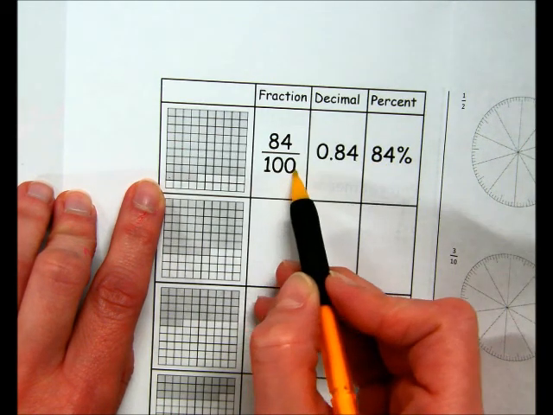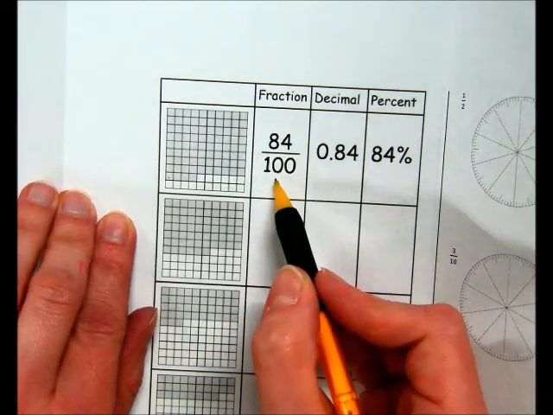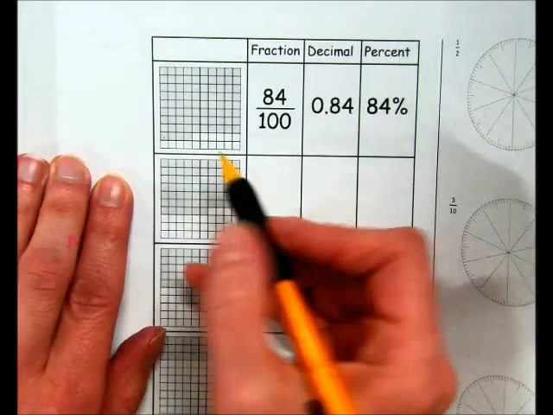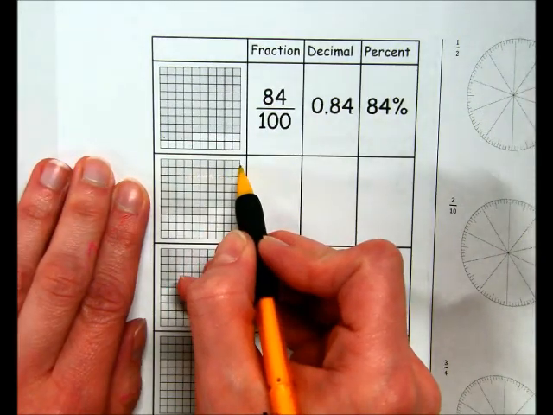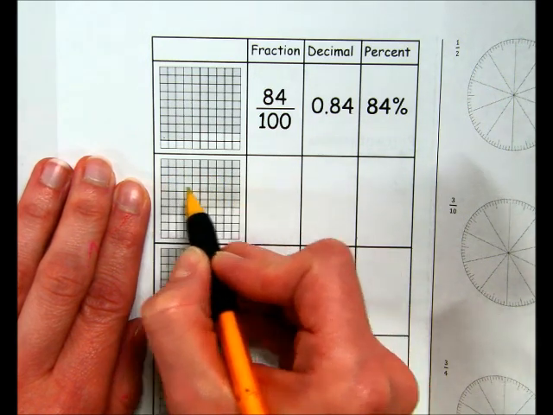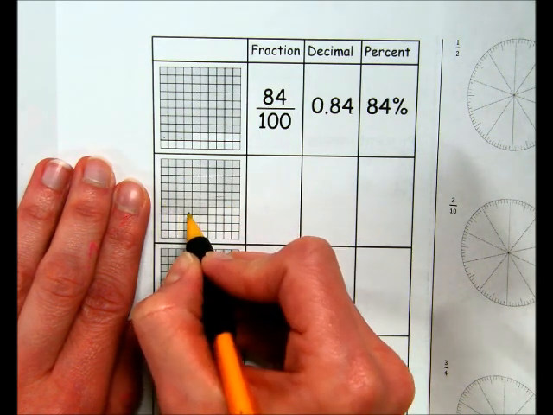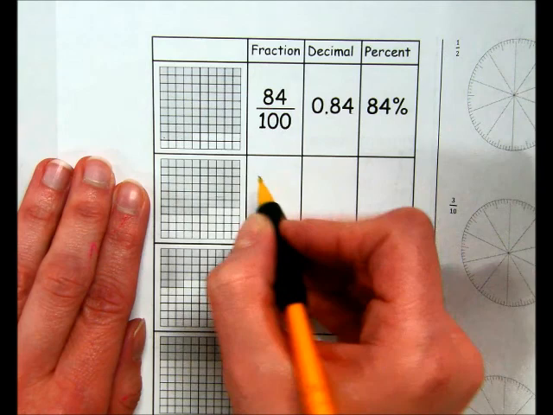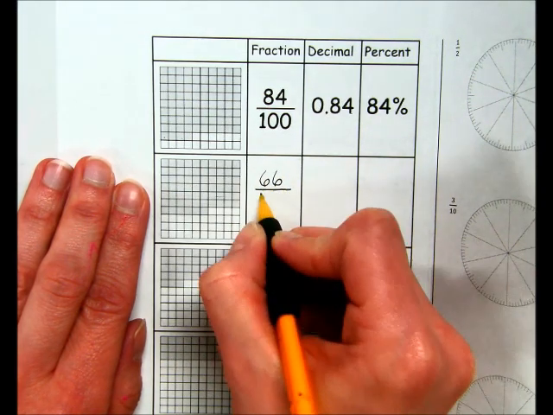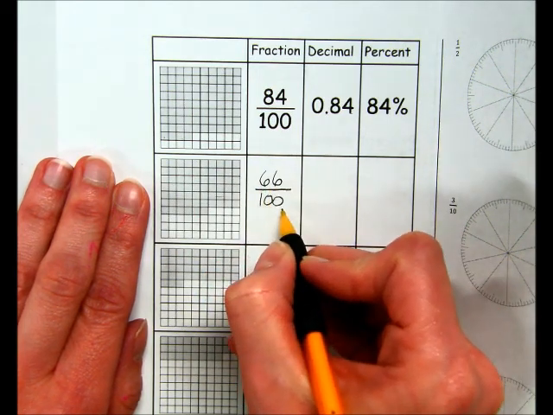I will point out that usually we reduce the fractions, but for this exercise we're going to leave it as hundredths. Let's look at the next problem. If we count, we have one whole row, so that's 10, 20, 30, 40, 50, 60, and 1, 2, 3, 4, 5, 6 squares shaded in. So that fraction, we would have 66 shaded squares out of 100 total squares. And we read that as 66 hundredths.